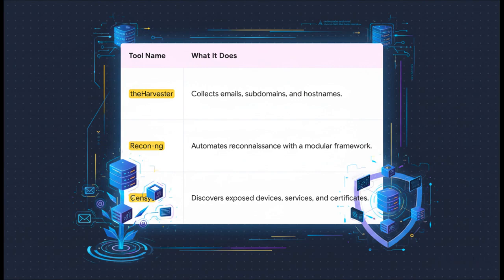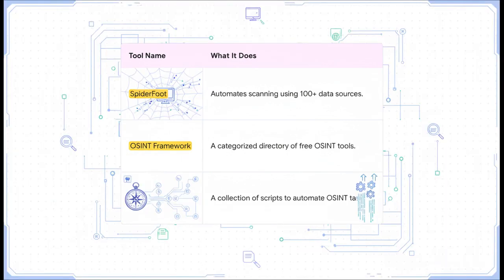Okay, next up, let's talk Reconnaissance. This is all about gathering that initial batch of information. The Harvester is perfect for scooping up public info like employee emails or company subdomains. Then you have Recon-NG. Think of it like a Swiss Army knife for recon. It's got all these different modules, kind of like apps for your phone, that you can use to automate your search. And Census is another fantastic tool for finding exposed devices and services, giving you a really clear picture of an organization's digital footprint.